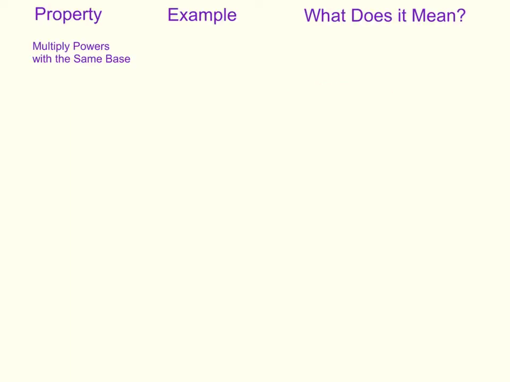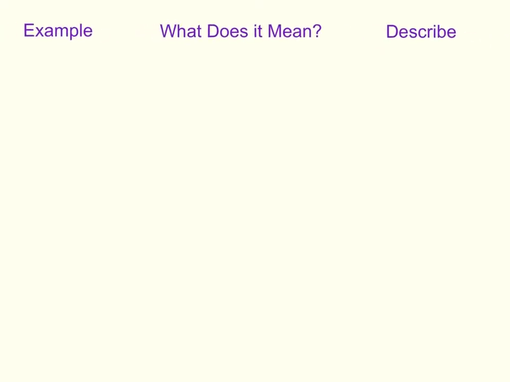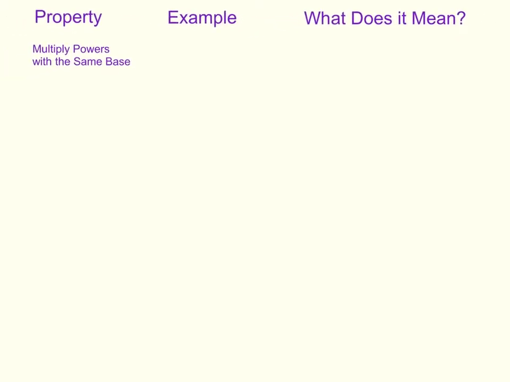Alright, so for each property, we're going to talk about the definition of the property, give a basic example, talk about what that property means, describe what's going on, and then give a couple examples. We're going to do this for each property.